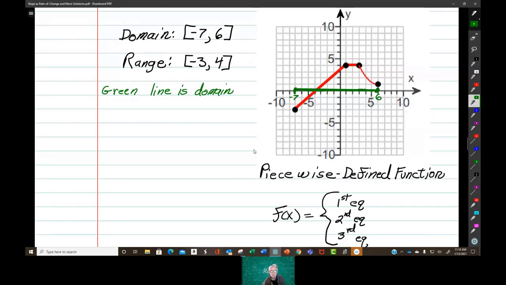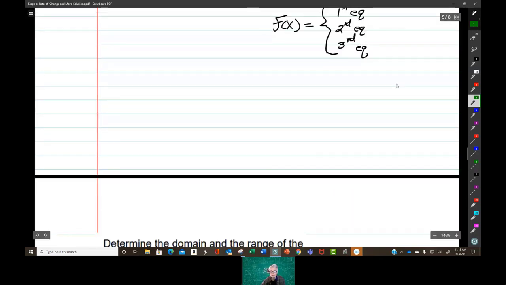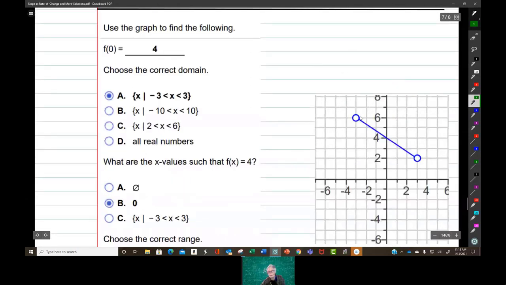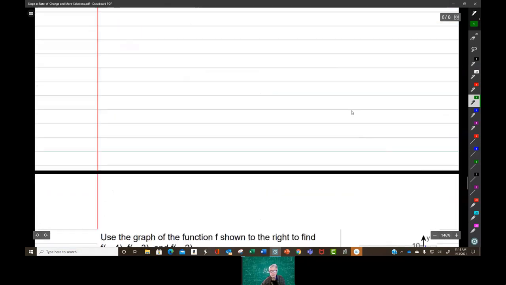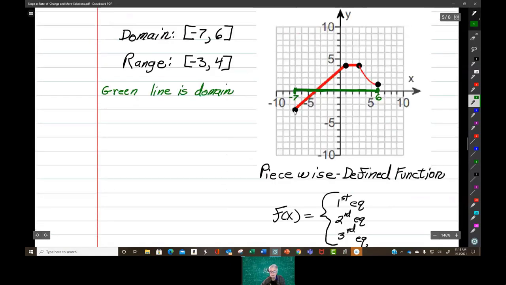Now, something that's very important. Notice that these dots, these circles, are solid. Now, let me compare these to these. Those points are said to be open. They're open holes. These are solid. When you see a solid beginning and a solid end, that's when you use brackets. That means that at this point, x actually equals -7. And at this point, x actually equals 6.